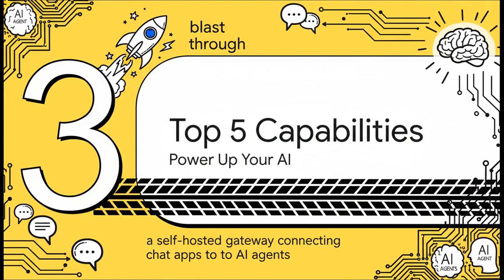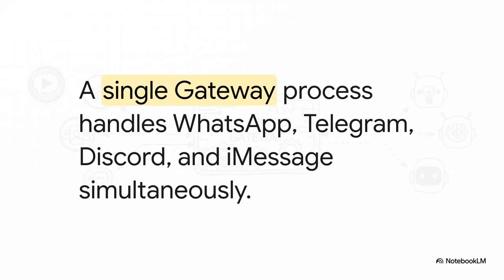Okay, with that philosophy as our foundation, let's just blast through 5 of the top capabilities that show you what OpenClaw can really do. This is where the rubber meets the road. First up, its power as a true multi-channel gateway. A single, pretty lightweight OpenClaw process can handle WhatsApp, Telegram, Discord, all at the same time. You just run one thing and it's listening everywhere.